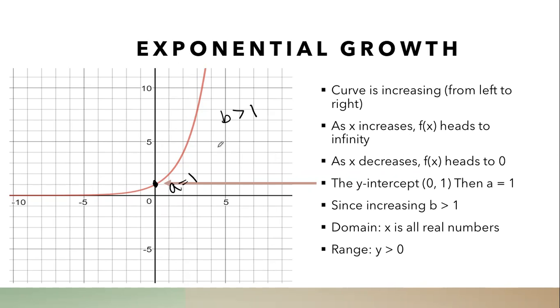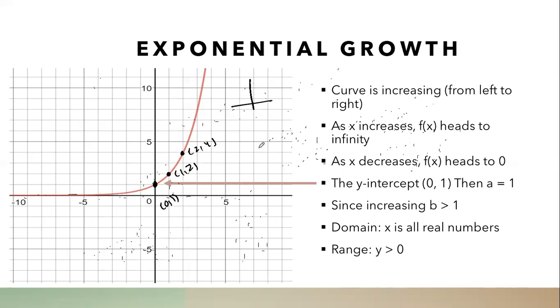Now, a lot of you asked me before, how do I find the equation from a graph? So let's get some points together. This point is at 0, 1. This point is at 1, 2. This point is at 2, 4.